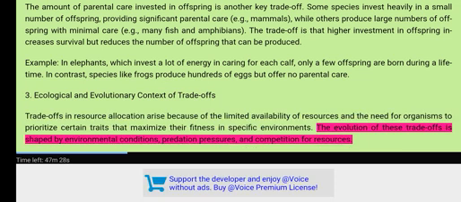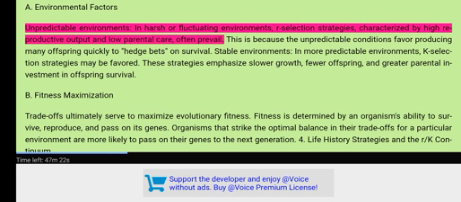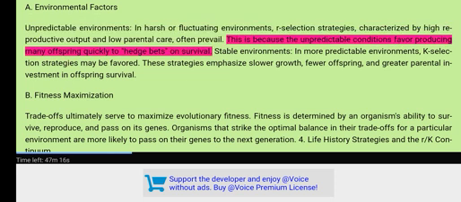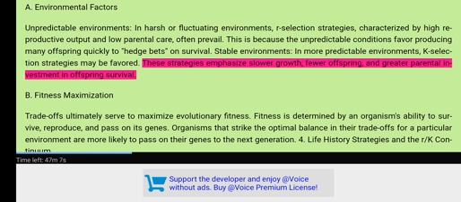The evolution of these trade-offs is shaped by environmental conditions, predation pressures, and competition for resources. Environmental factors. Unpredictable environments. In harsh or fluctuating environments, R selection strategies, characterized by high reproductive output and low parental care, often prevail. This is because the unpredictable conditions favor producing many offspring quickly to hedge bets on survival. Stable environments. In more predictable environments, K selection strategies may be favored. These strategies emphasize slower growth, fewer offspring, and greater parental investment in offspring survival.